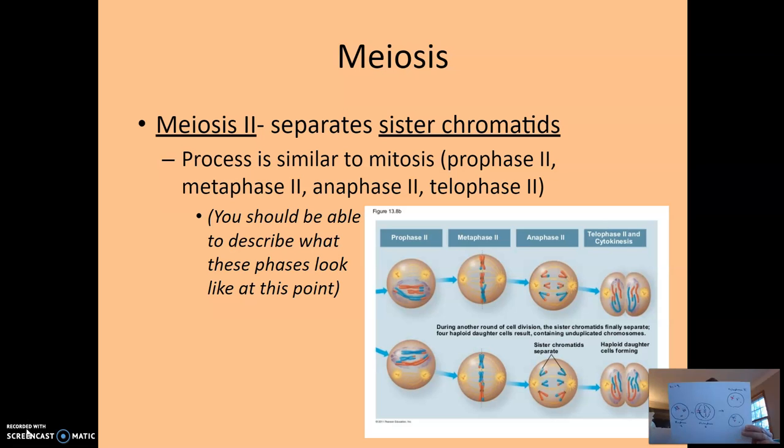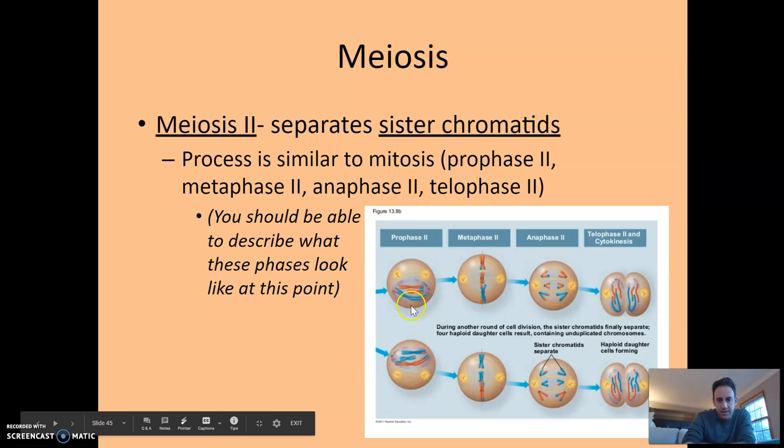Now, each of these haploid cells, though, the chromosomes within them still have two sister chromatids connecting to each other. So that is where meiosis II comes in. Meiosis II separates those sister chromatids. The process is very similar to mitosis. It's just that we have the names prophase II, metaphase II, anaphase II, and telophase II. So again, it's very similar to mitosis. It's just that we're starting with a haploid cell.